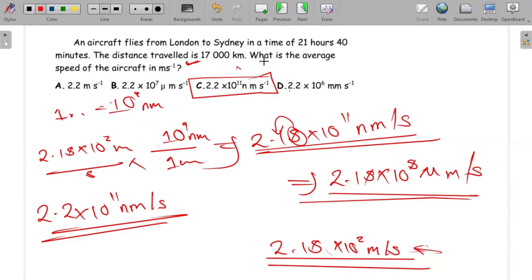All right, so the correct answer is option B on the options that they've given us. But when they asked to leave it in meters per second, the correct answer was this one, which is here. So take note of those minor changes.